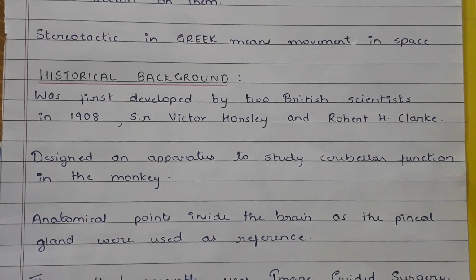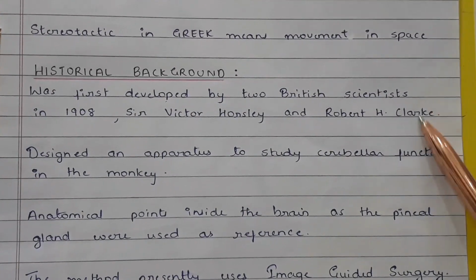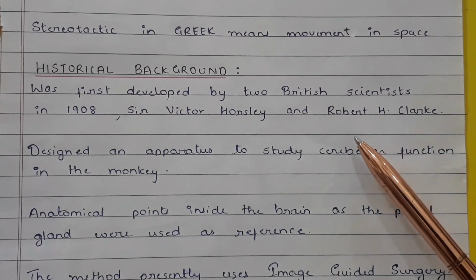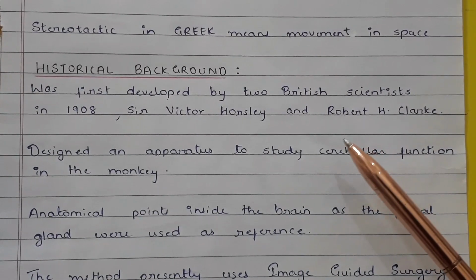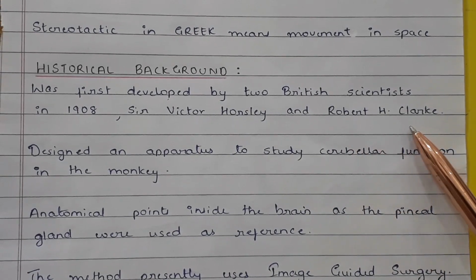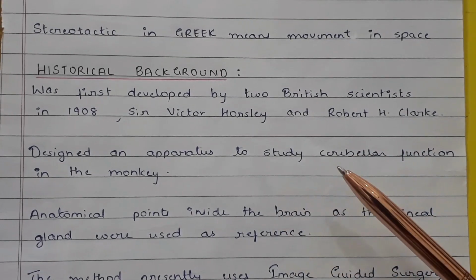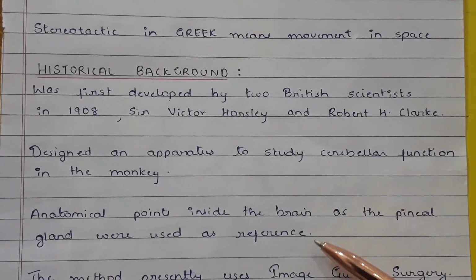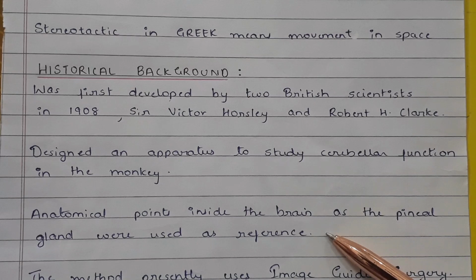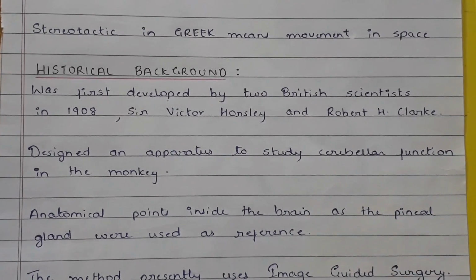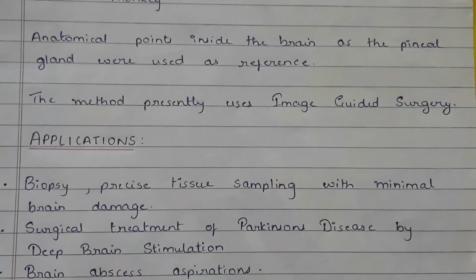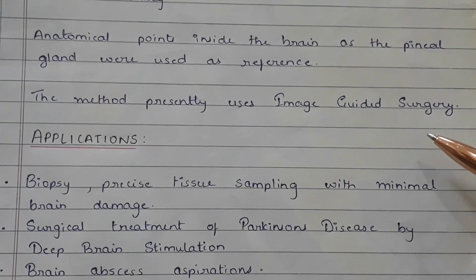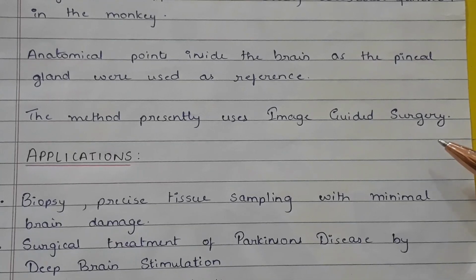Historical background. Stereotactic surgery was first developed by two British scientists in 1908, that is by Sir Victor Horsley and Robert H. Clarke. It was designed as an apparatus to study the cerebral function in the monkey. Anatomical points inside the brain, such as the pineal gland, were used as reference. The method presently uses image-guided surgery.